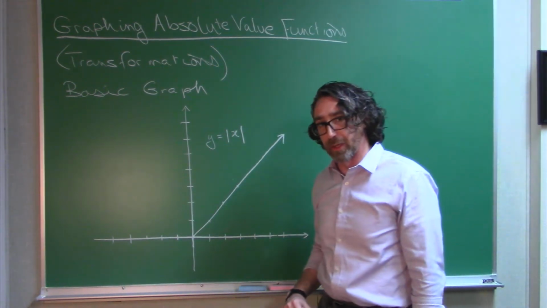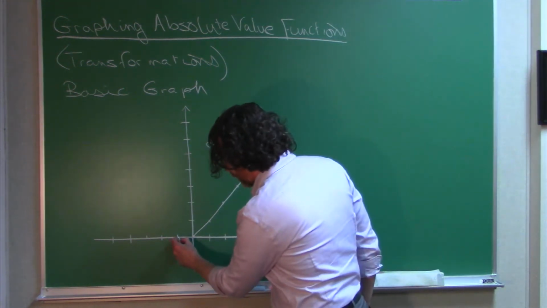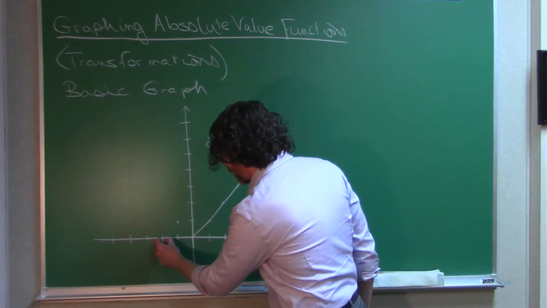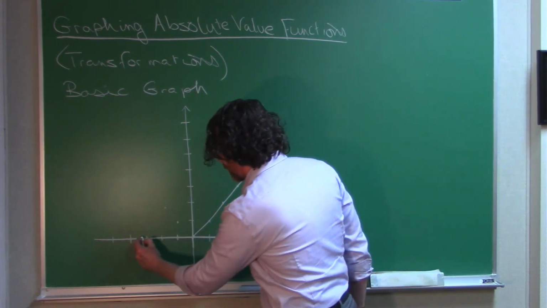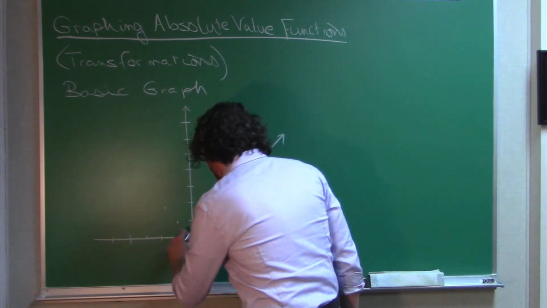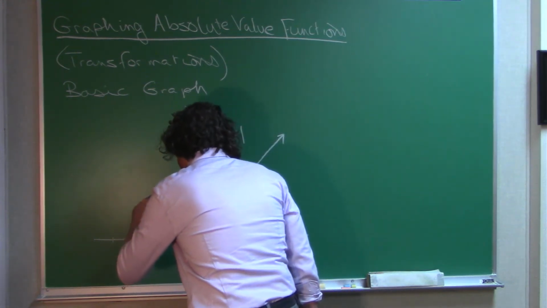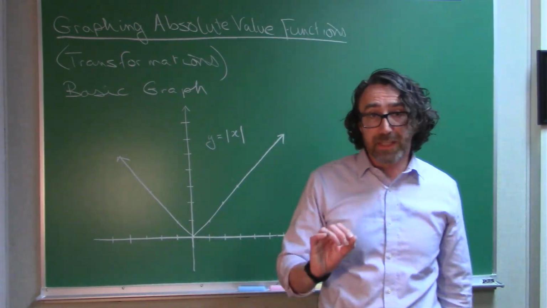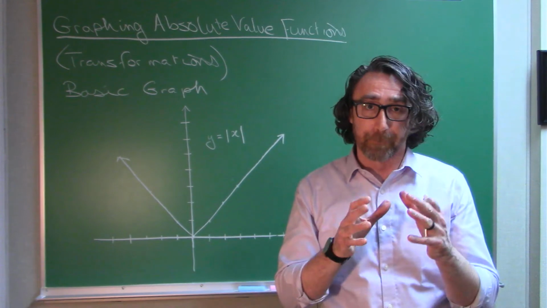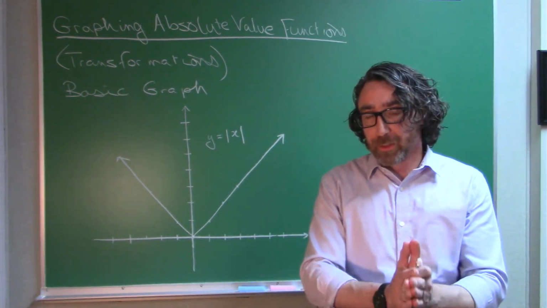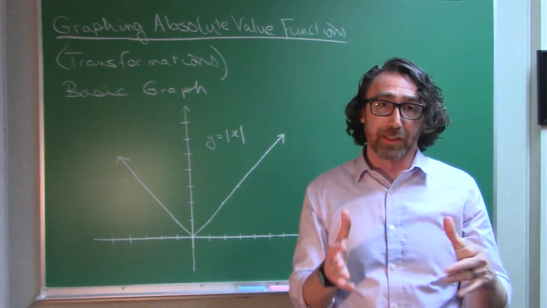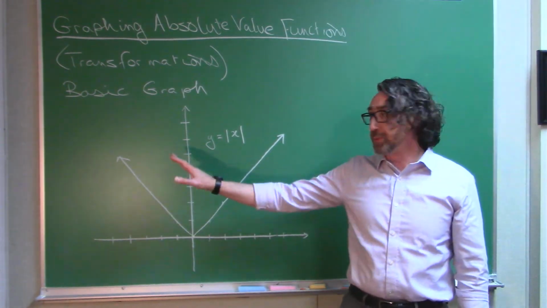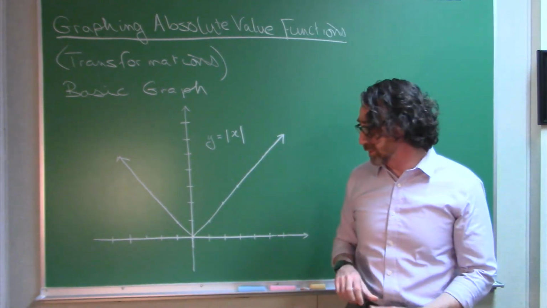However, on the left side, it's going to look a little different. If you put negative 1 into the absolute value function, you get positive 1 out. If you put negative 2 in, you get positive 2. If you put in negative 3, you get positive 3. Okay, so the graph of the absolute value function looks like a V shape. So if you are dealing with a function that has absolute value in its rule, expect the graph of that function to be V-shaped like this.